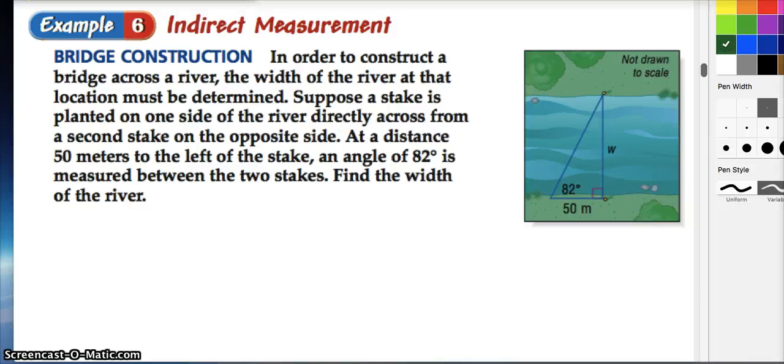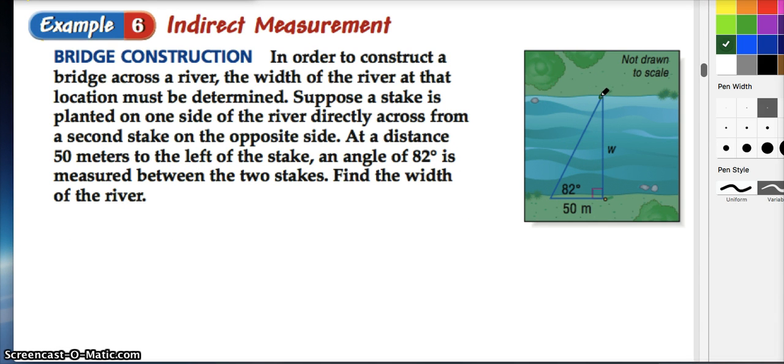Sometimes we can use indirect measurement in order to find measurements of things that we need to find information about. So here's this bridge construction. In order to construct a bridge across a river, the width of the river at the location must be determined. Suppose a stake is planted on one side of the river directly across from a second stake on the opposite side. At a distance of 50 meters to the left of the stake, an angle of 82 degrees is measured between the two stakes. So are you guys with me?